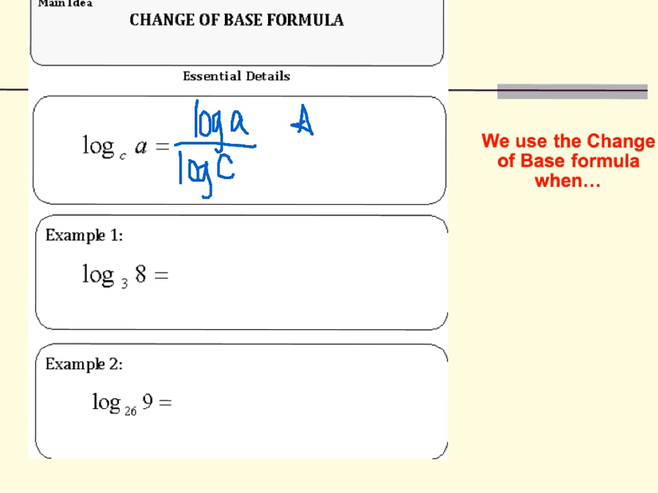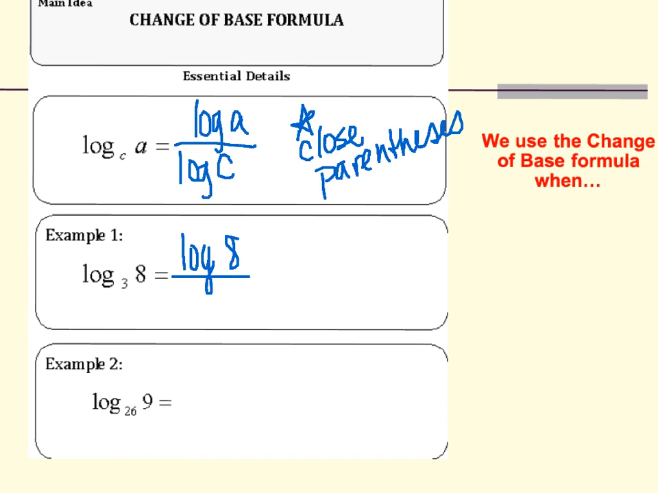The thing you have to watch out for is make sure you close your parentheses in your calculator. If it puts parentheses in there, make sure you close them. Otherwise, you'll get the wrong answer. So why don't you pause it? Actually, let's set this up first, and then you can pause and try this on your own. So this would be log of 8 divided by log of 3. Pause this and put it in your calculator.